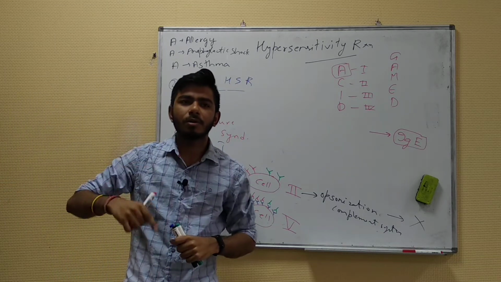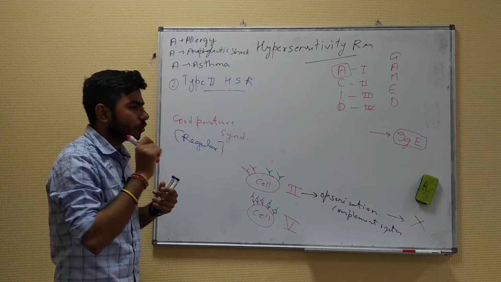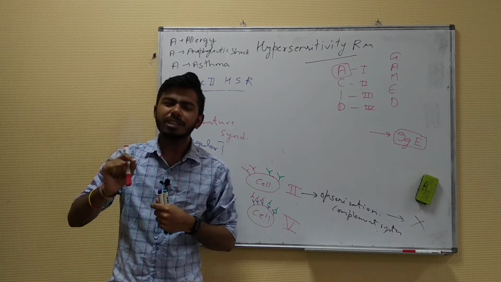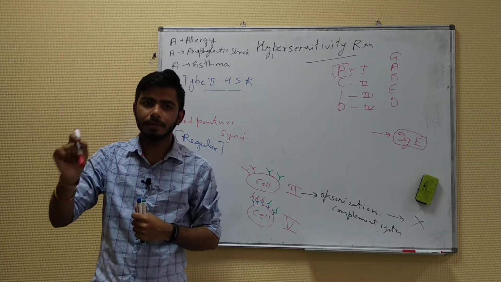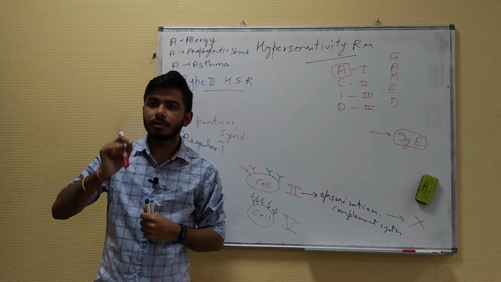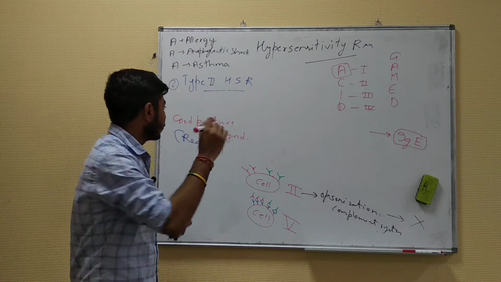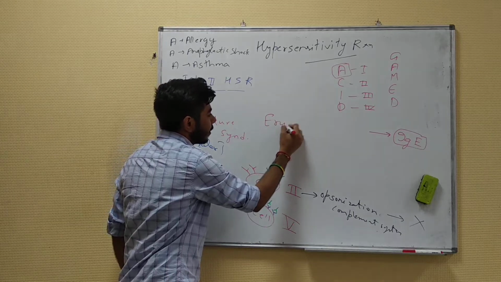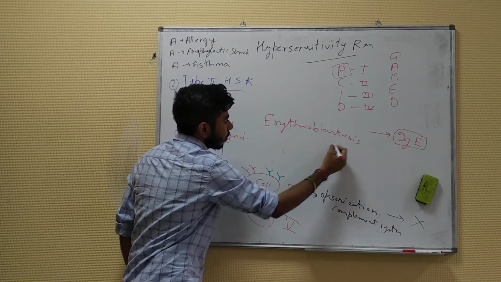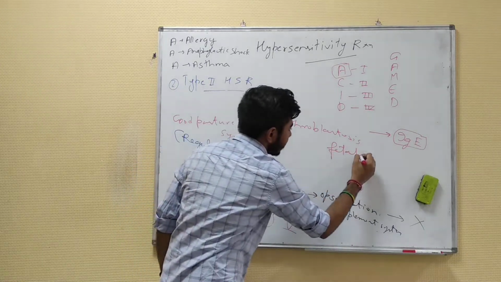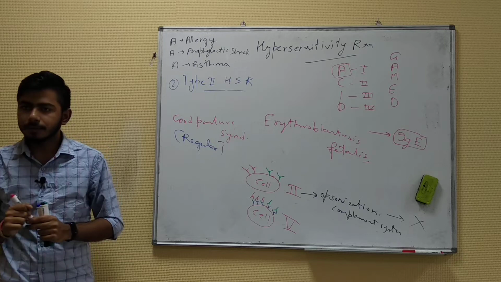When I discuss the blood topic, I will talk about that topic in detail. But for now, a severe complication of erythroblastosis fetalis is hydrops fetalis, which can be easily seen in the ultrasound. What you have to remember is that erythroblastosis fetalis is an example of type 2 hypersensitivity. Fine.